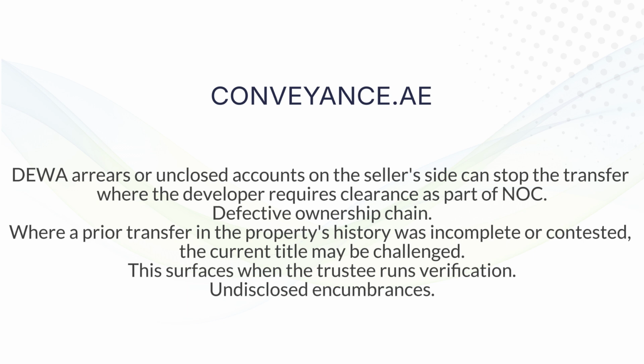Where the developer requires clearance as part of the NOC. Defective ownership chain, where a prior transfer in the property's history was incomplete or contested. The current title may be challenged. This surfaces when the trustee runs verification.